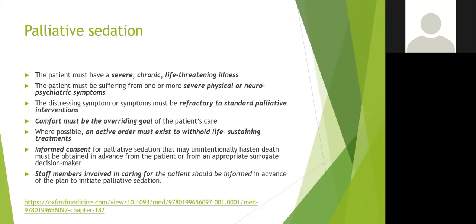Comfort is the overriding goal for the patient's care, and where possible, there should be an active order. So they should have something like a not-for-resuscitation order and a not-for-life-sustaining-treatment order in place. You should get informed consent for palliative sedation, which mentions that it can unintentionally hasten death. It must be obtained in advance, and staff members caring for the patient must be aware that they're going for palliative sedation. So everything should be documented and communicated to the patient and family.